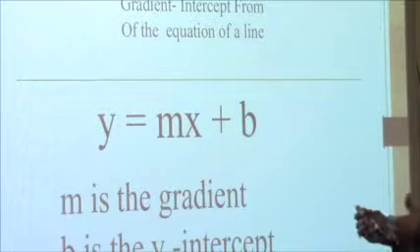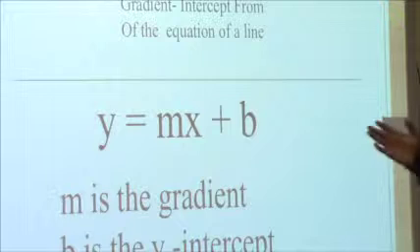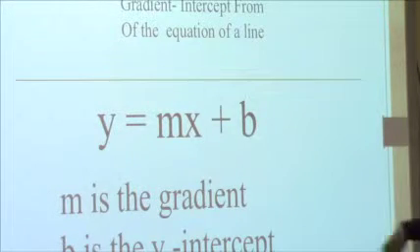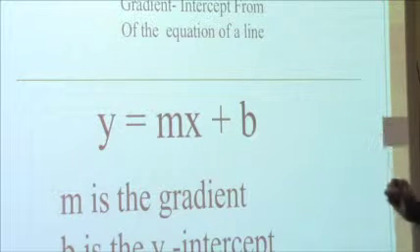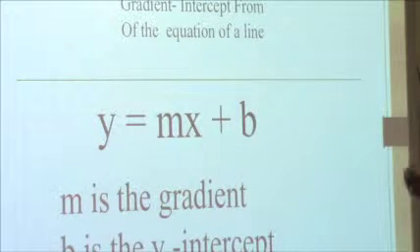And the gradient intercept form of the equation of the line is given as y equals mx plus b. Here, M is the gradient and B is the y-intercept, the intersection of the graph with the y-axis.